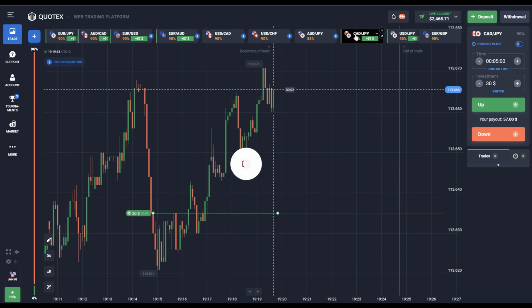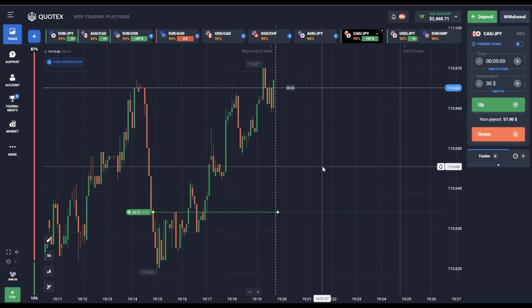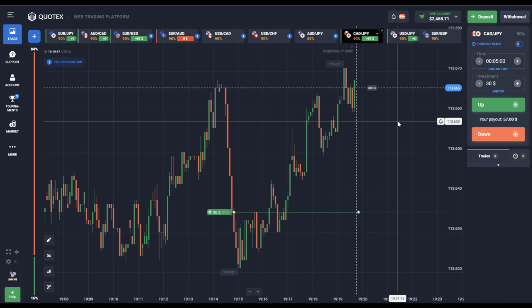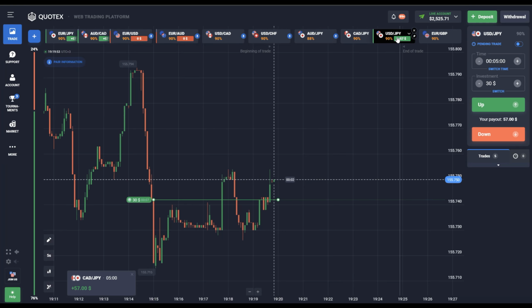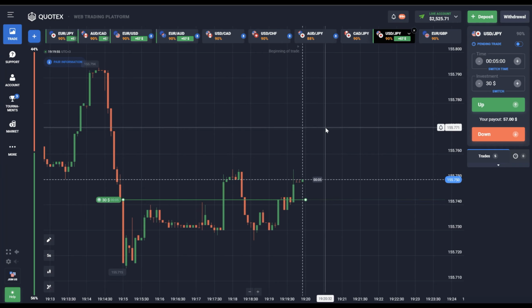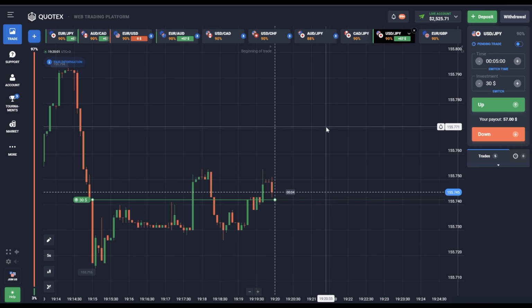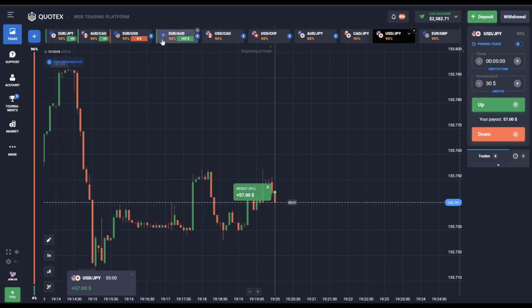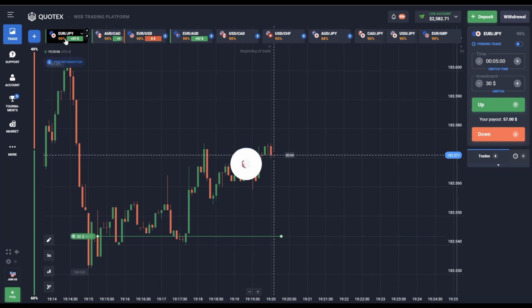Canadian dollar, Japanese yen. Everything is stable here, everything is good. The trade closes in profit. The second trade is in profit. Dollar, Japanese yen, 7 seconds. Hoping for the same profitable trade. Yes, profit again. Good. The third trade is in profit.